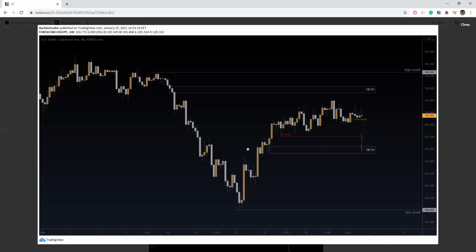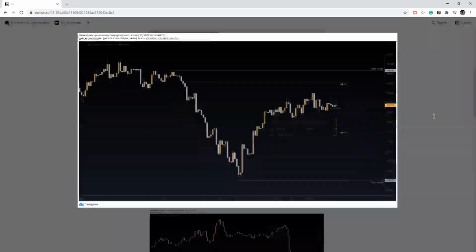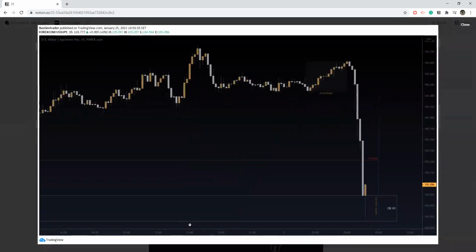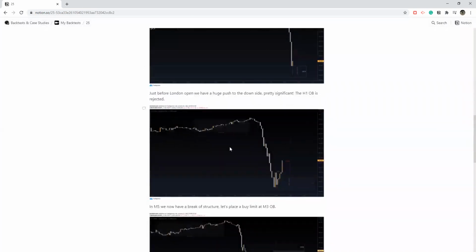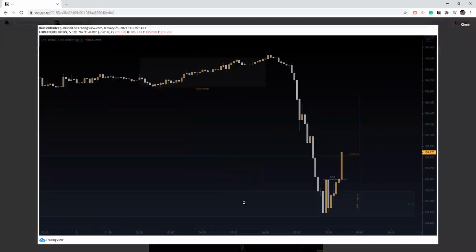This is the 4-hourly. So you have identified an hourly OB right there. Wow, look at that push again. Yes. So this is happening even before London Open. This is not typical for UJ to push like this, even before London Open. Massive push to the downside and already having the reaction. Just before London Open, we have a huge push to the downside, pretty significant deal. Oh, yeah, I like this shift.